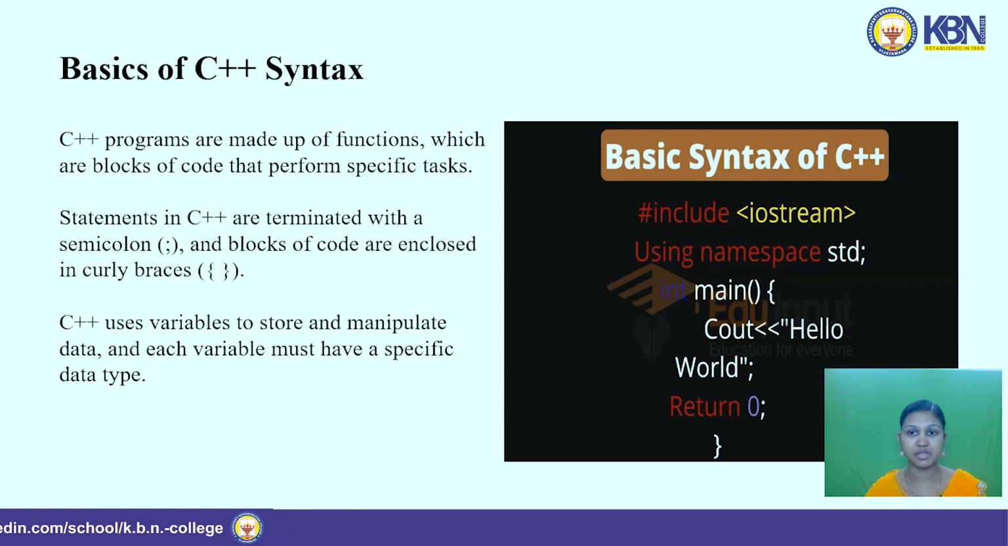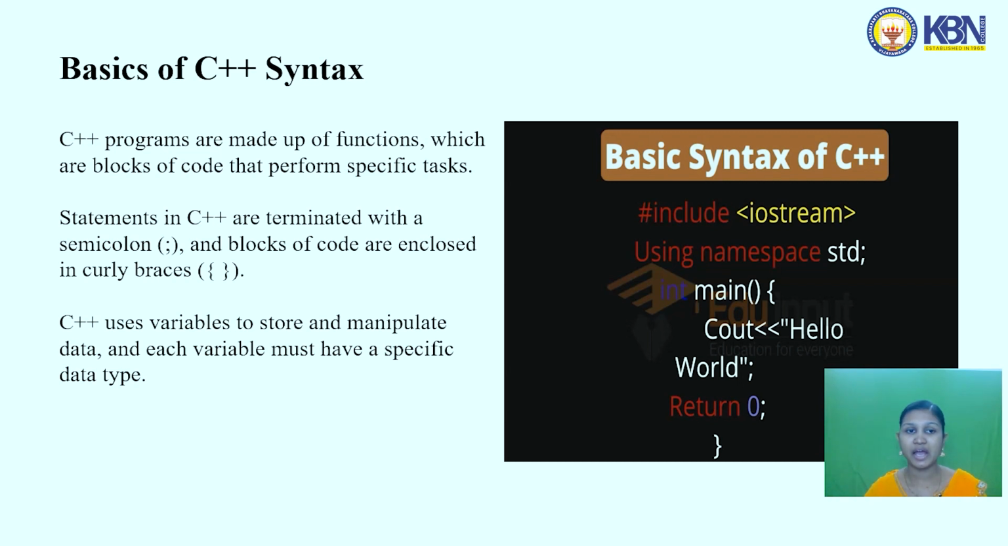The basic syntax of C++ is this. Previously in C language we learned the header file #include stdio.h. In C++, the header file is #include iostream. In a C++ program you have to write some functions and perform some specific task. Whenever you end a statement you have to place a semicolon, and a block of code is enclosed between curly braces. We can also use C++ variables for storing and manipulating data, and each variable must have a specified data type.